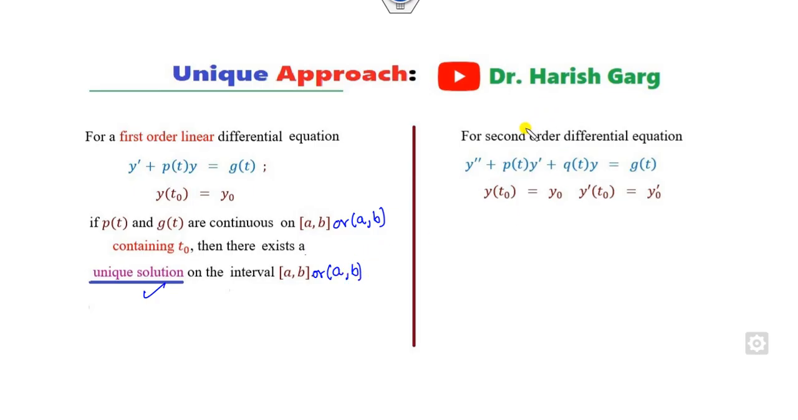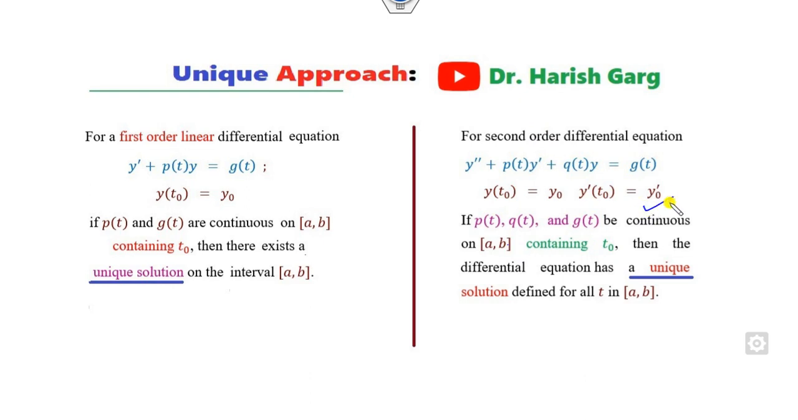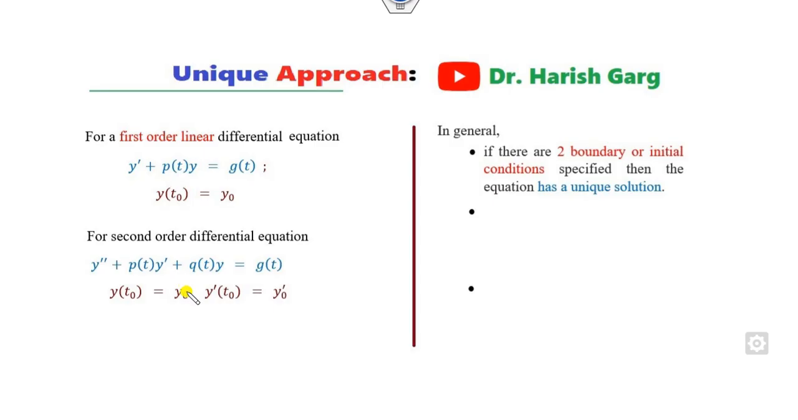The same concept we can apply for the second order differential equation. Here the coefficients are p, q and g. If all these coefficients are continuous in the closed interval or the open interval containing the initial point t naught, then it will give you the unique solution. Since these two conditions are given at the point t naught, these are initial value problems. However, if y is given at one point and another value is given at some other point b, then we call it a boundary value problem.